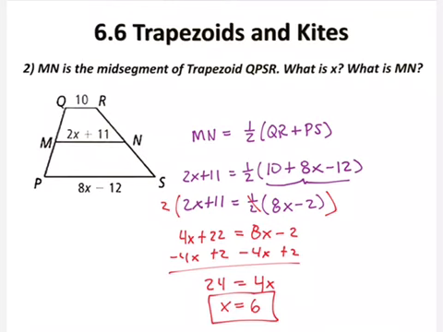To find the length of MN, I'm just going to plug it back in. So 2 times 6 would be 12. 12 plus 11 gives me 23. So the midsegment is 23.